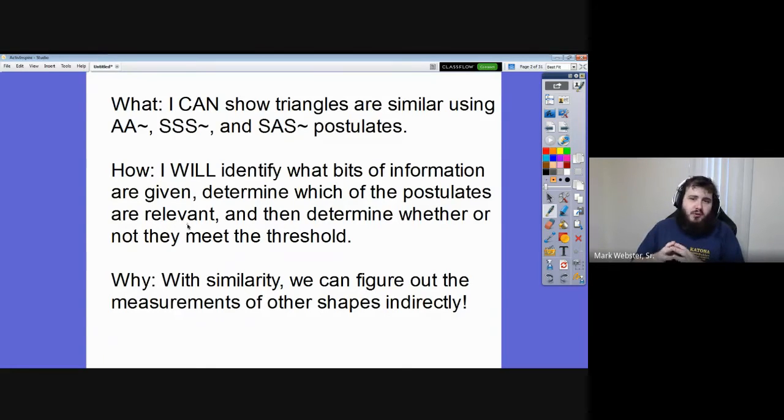So what are we trying to do today? We're going to be able to show that triangles are similar, and we're going to use 3 postulates. These 3 postulates are kind of like the ones we talked about for congruence, but they're a little bit different because now we're talking about similarity. All right. So we're going to identify what information is given so that we can figure out whether or not we're using angle-angle similarity, side-side-side similarity, or side-angle-side similarity.